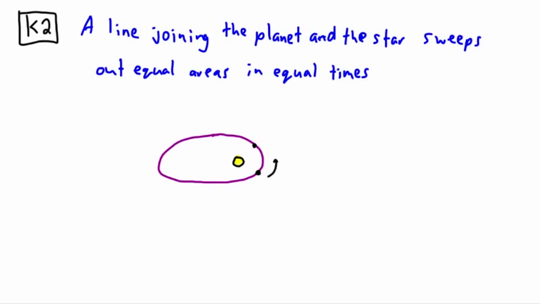Well, that means if we made a line joining together the star and the planet here, and the star and the planet here, if we found that area, we can call that area A1. That's sort of the area here. And then we can consider another time.